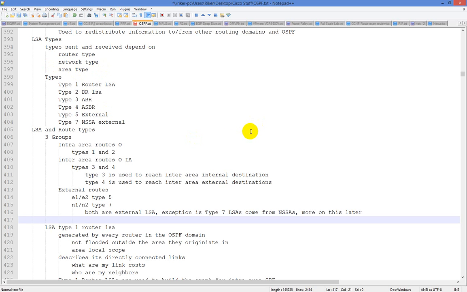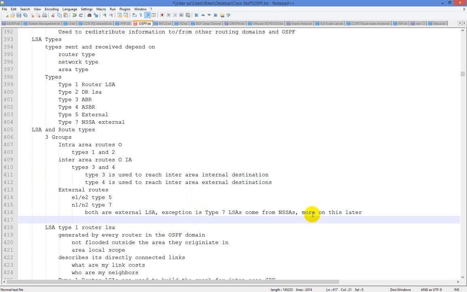So with the LSA and route types, we have three groups. We have intra-area, which is Type 1 and 2; those routes are O routes. Inter-area routes are O IA, which is Type 3 and Type 4. And then we have external routes, Type 5 and Type 7, so E1 and E2, N1 and N2, NSSA 1 and NSSA 2.